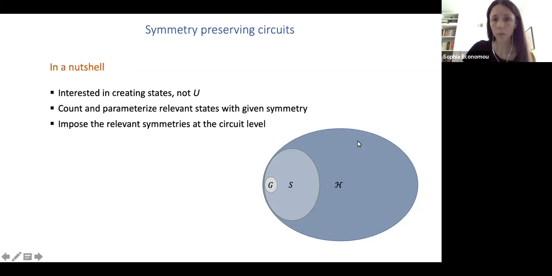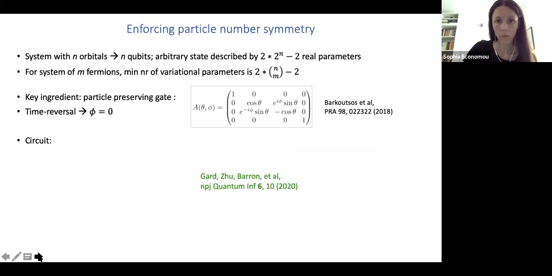So that's exactly what we want to do. And in a schematic here, this is the full Hilbert space. This is some symmetry subspace, and this is the ground state. So we want to only search within this S and not in the whole H. So we can start looking at different types of symmetries. The most obvious symmetry is number of electrons.